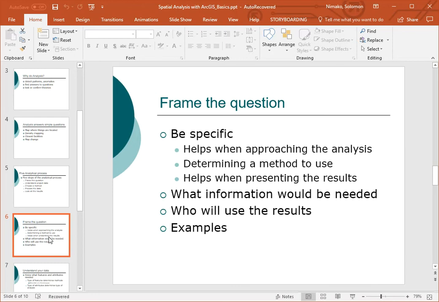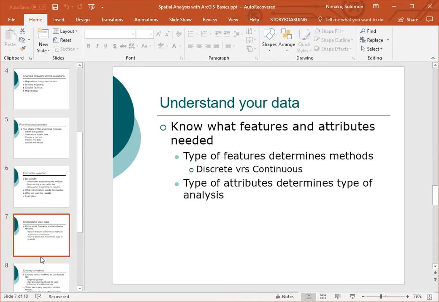All right. What information would be needed? Who will use the result, and then some sort of example that will help you to understand the question that you are trying to answer. Understand your data. What do we mean by that? You have to know what features and attributes are needed to answer that question. So even if you have the data, does the data have the right attributes in order for you to get your results? You have to be able to do that.